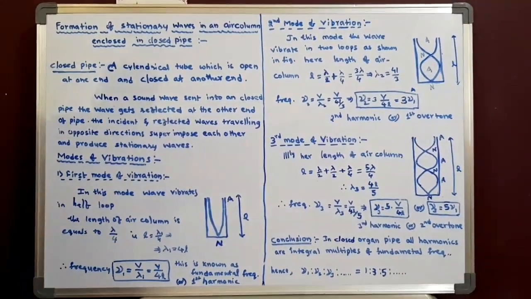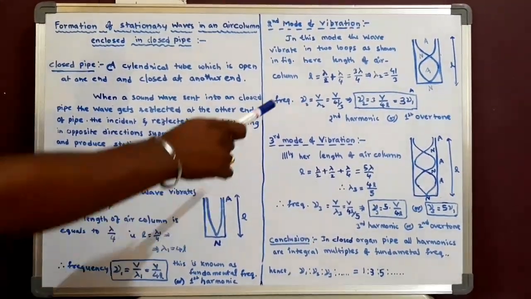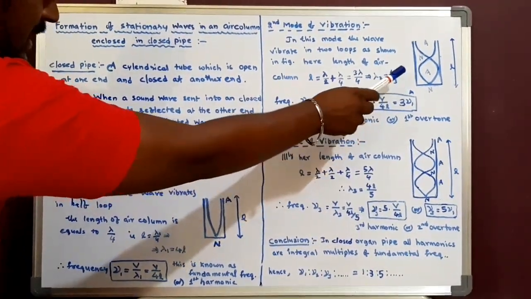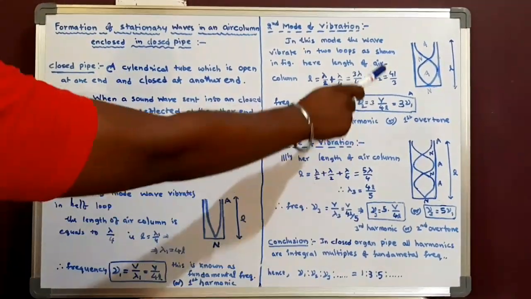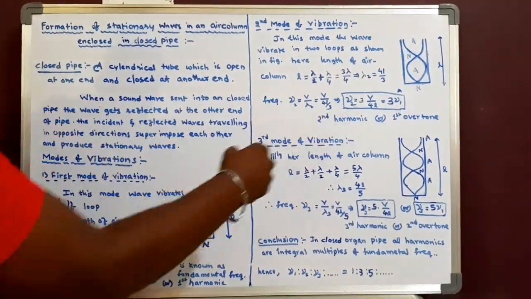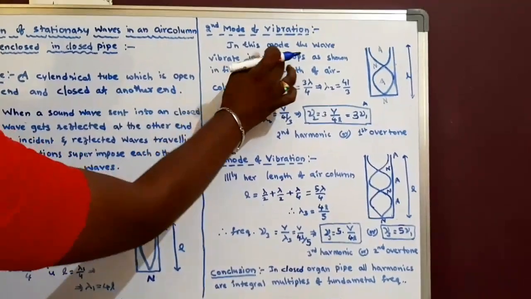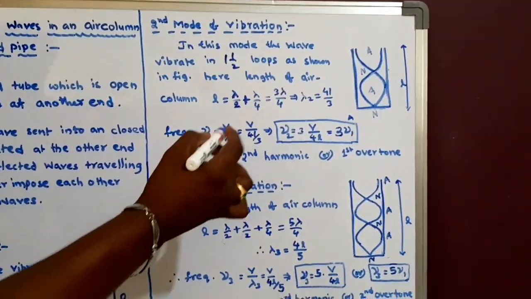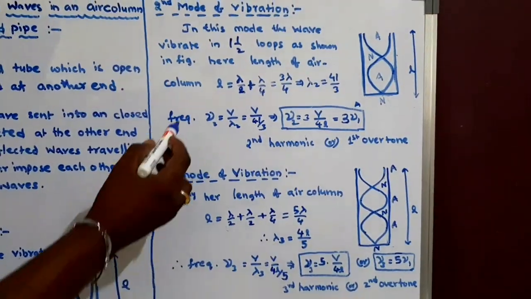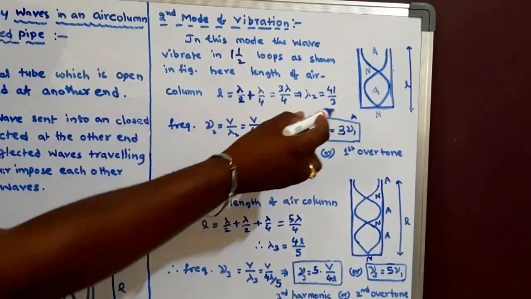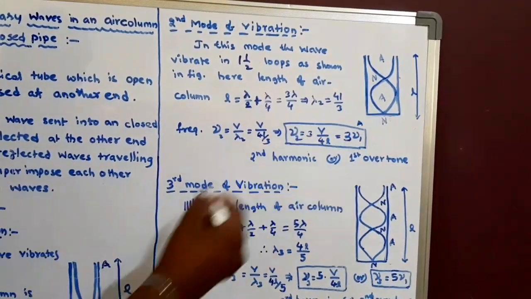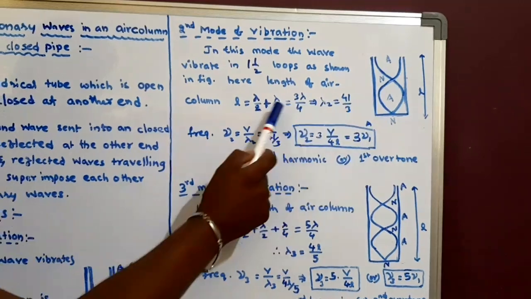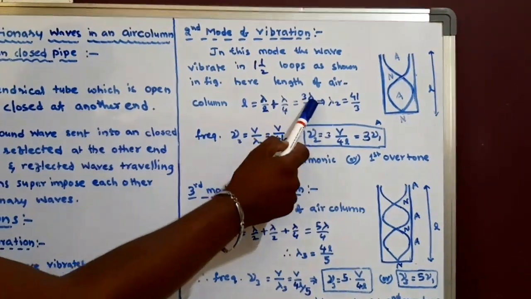Let me go to the same discussion, the second mode of vibration. In the second mode of vibration, there exists a diagram like one complete loop and one half loop. Here I wrote two loops, but it is one and a half loops, as shown in the figure. Here the length of the air column is lambda by 2 plus lambda by 4 plus lambda by 2, so you will get 3 lambda by 4.